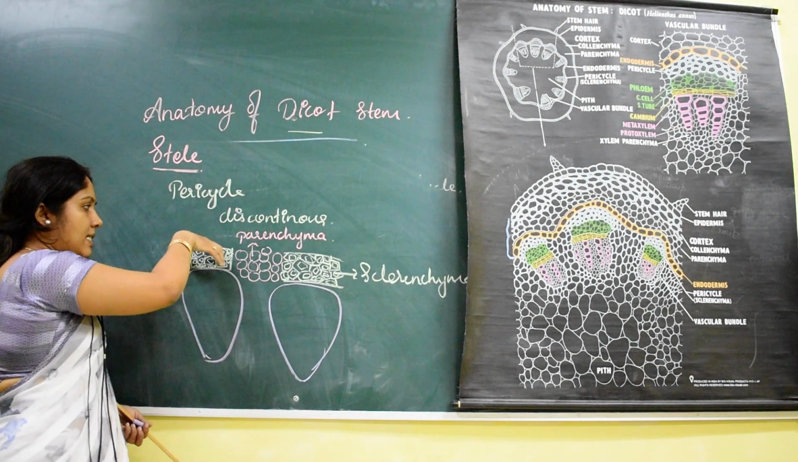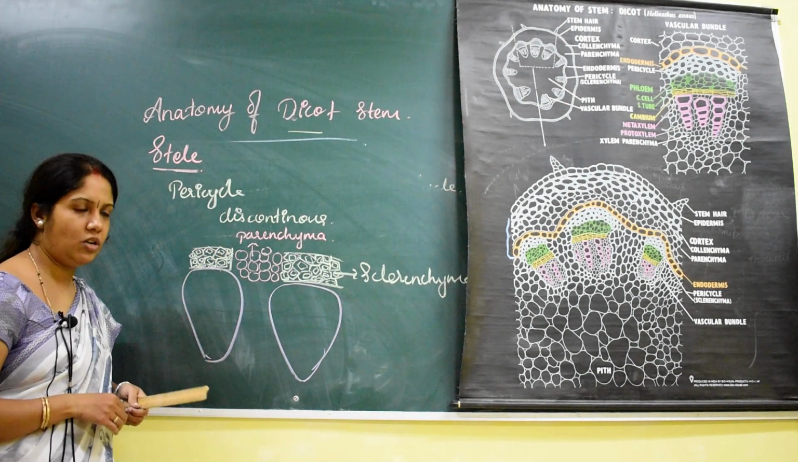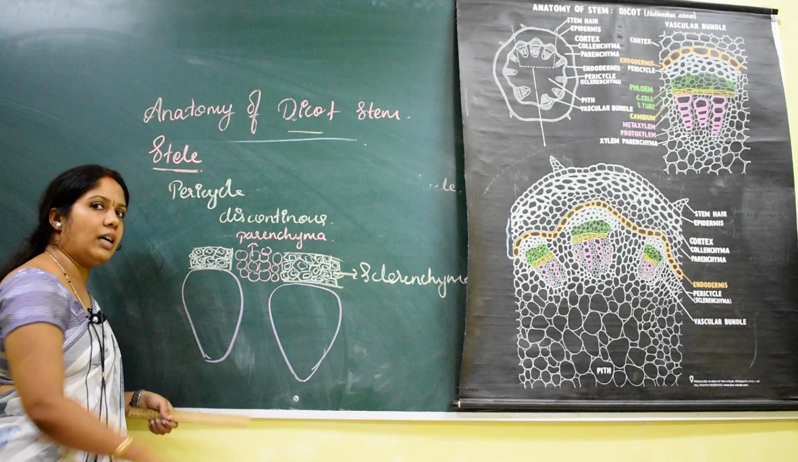Hence it acts like a cap on the vascular bundle. This sclerenchyma tissue acts like a cap on the vascular bundle.